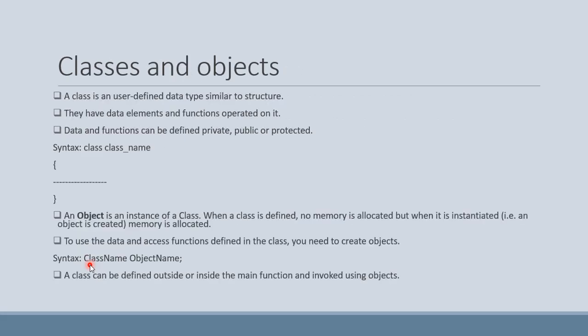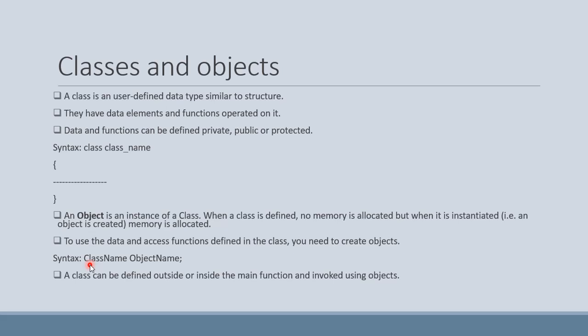Now we will move on to classes and objects. Classes are also user-defined data types. They are similar to structures. In structures, we have given only data elements. Classes define data elements as well as the functions operated on them. In structures, we have seen that we collect a number of variables, but in classes, we will collect a number of variables and define some functions which operate on them.